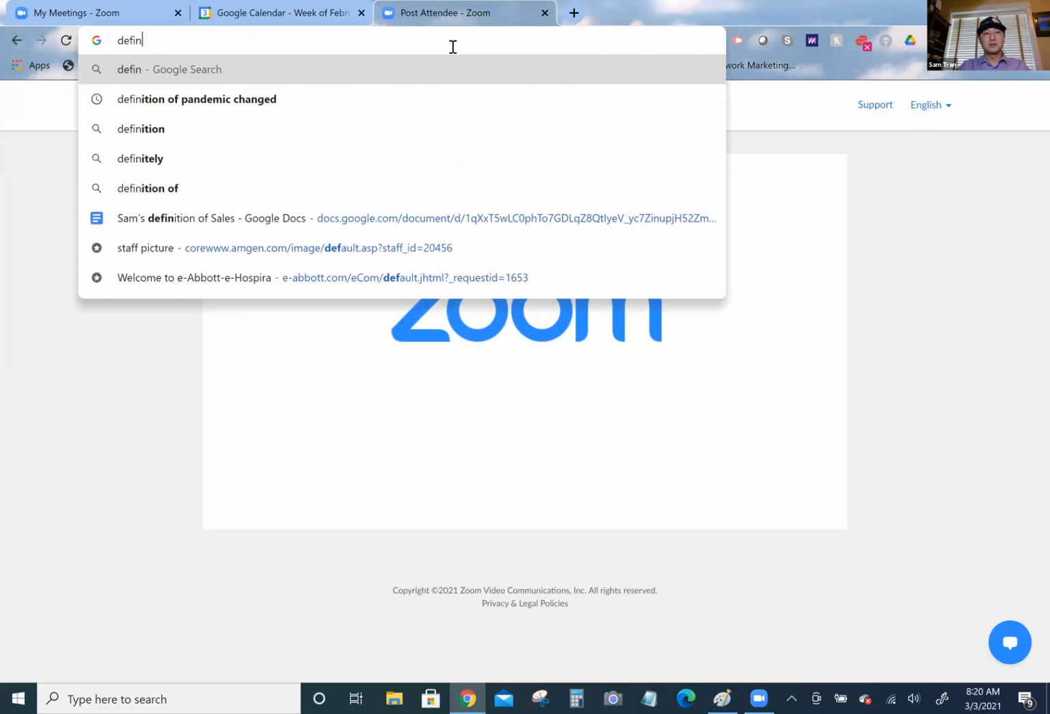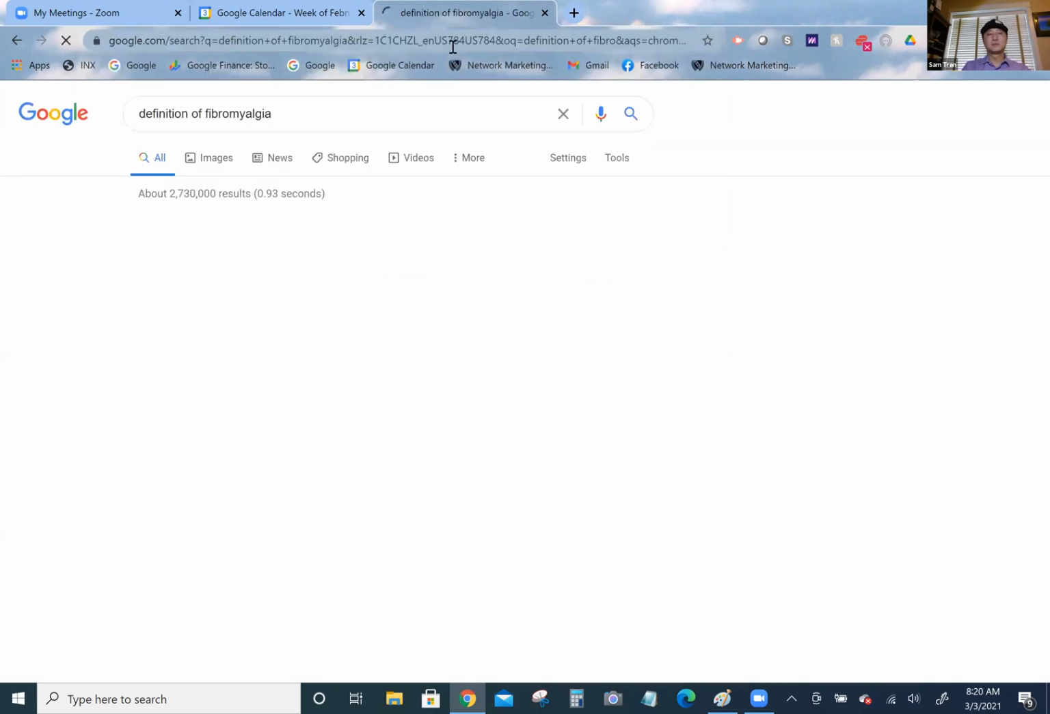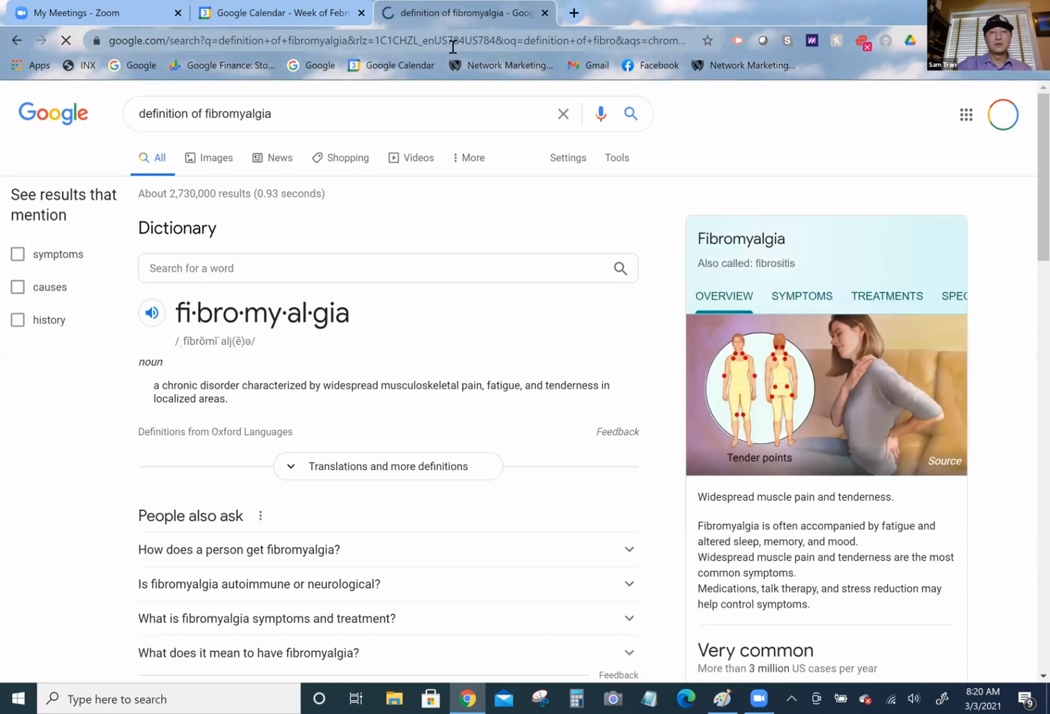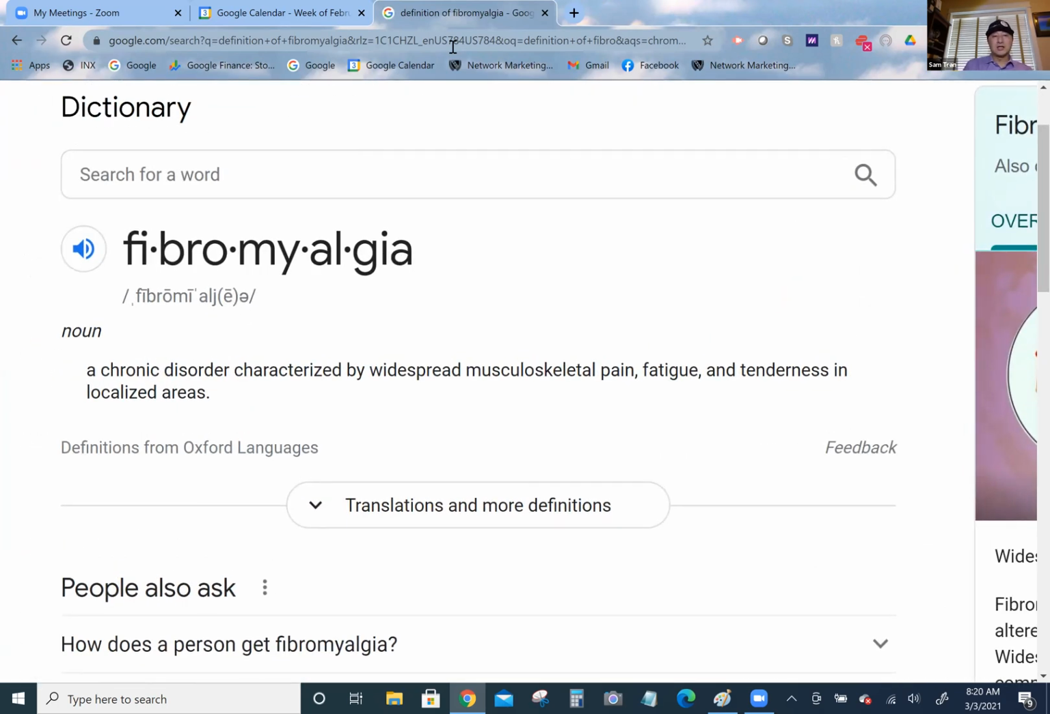Say, definition of fibromyalgia. You guys see that? Go ahead and read that, JJ. A chronic disorder characterized by widespread musculoskeletal pain, fatigue, and tenderness in localized areas. So what causes it? I don't know exactly. Inflammation. Chemicals, whatever.